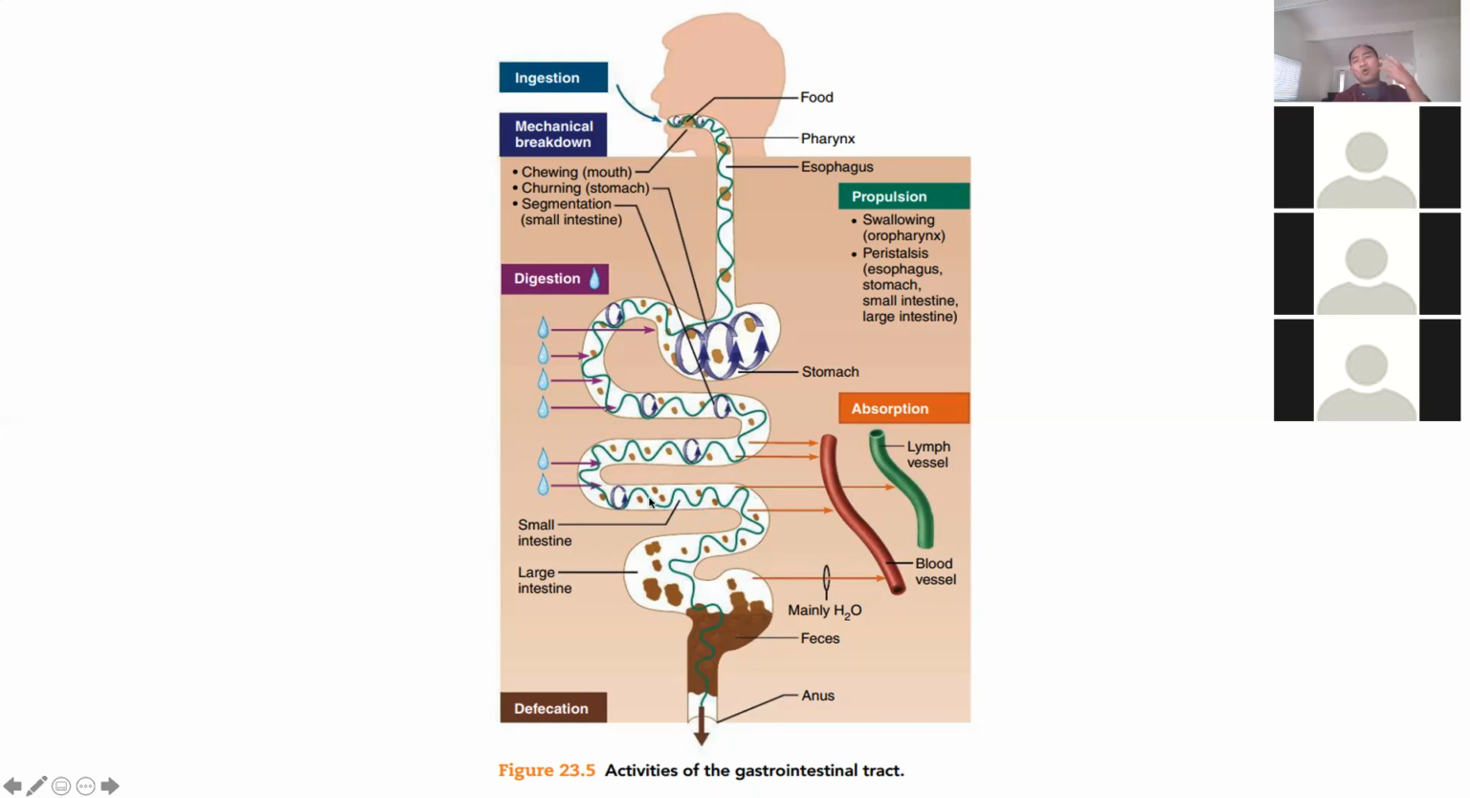So our digestion process, eating: the function of our alimentary tract is ingestion, mechanical breakdown, propulsion, digestion, absorption, and defecation. So these are the jobs of our gastrointestinal tract, which starts from the oral cavity down to the anus.